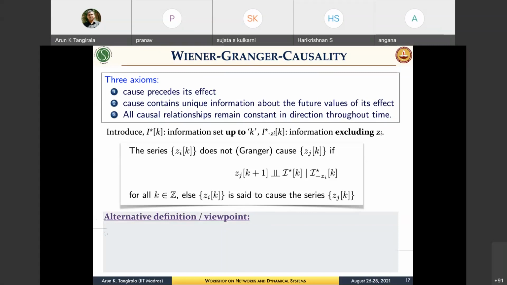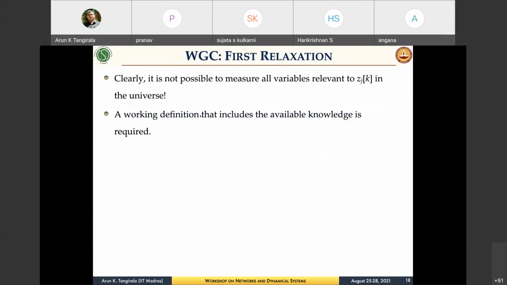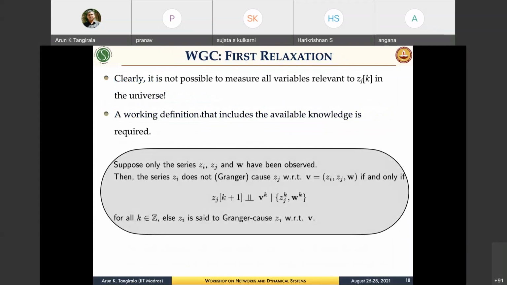Gradually, he changed it into probability. So he said, if the conditional distribution of Zj is unaffected by the inclusion or the exclusion of the past of Zi, then Zi is not Granger causing Zj. But then that also became very difficult to implement because conditional distributions, as you know, are very difficult to estimate. Therefore, Granger had to do something. And in addition, it is not possible to measure all the variables relevant to Zj. You cannot get the universal set. So a working definition that includes available knowledge was provided by Granger.